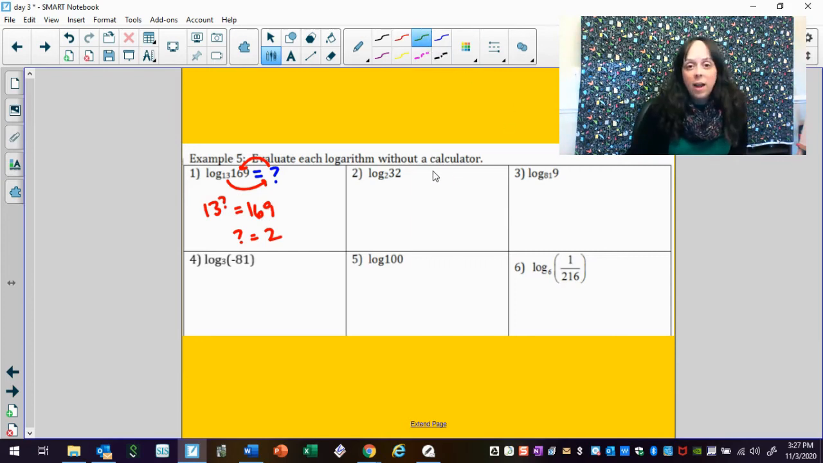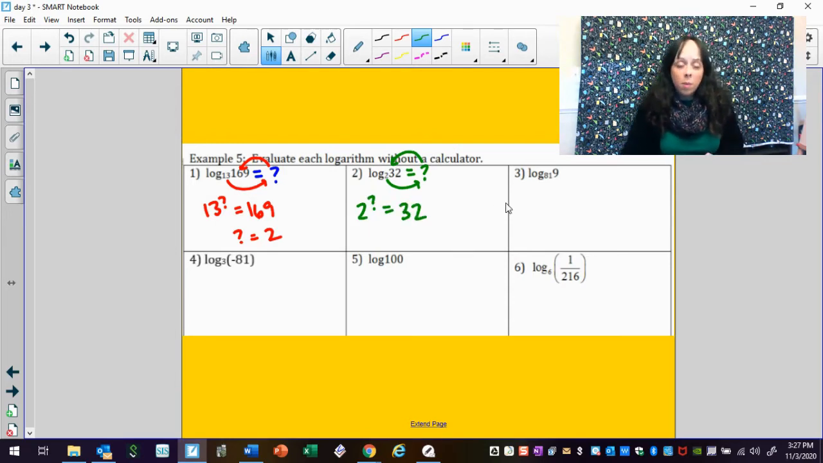All right. The next one, put my equals question mark here. 2 to what power is 32? Pause it if you need to. 2 times another 2 would be 4, times 2 is 8, times 2 is 16, times 2 again is 32. That was 5. Powers of 2s we use a lot, okay?